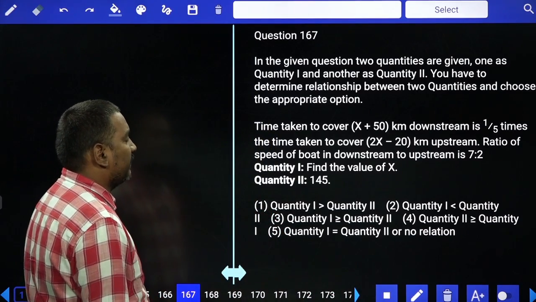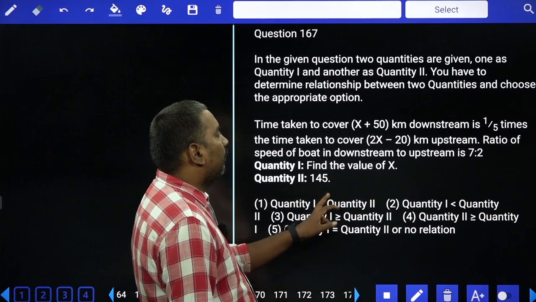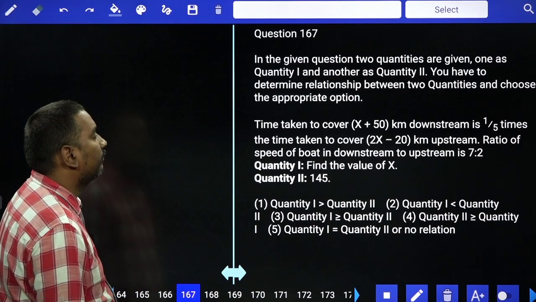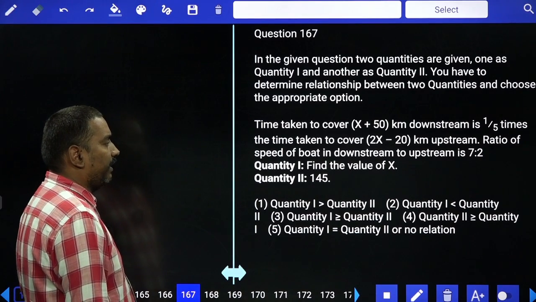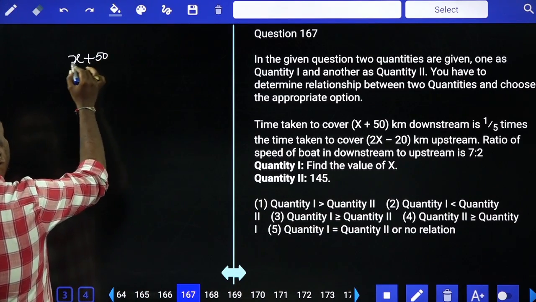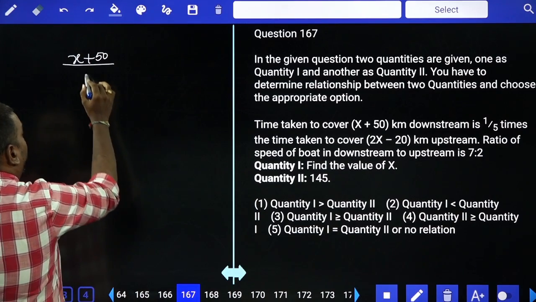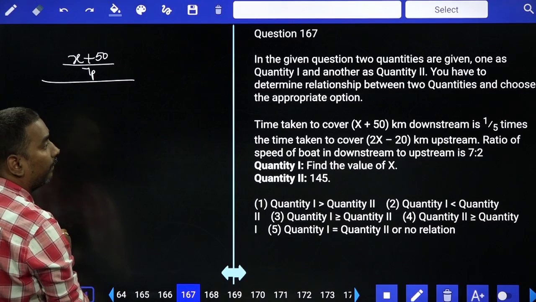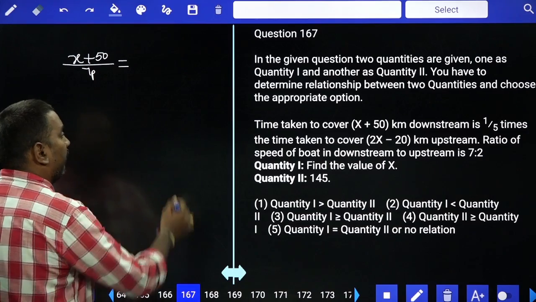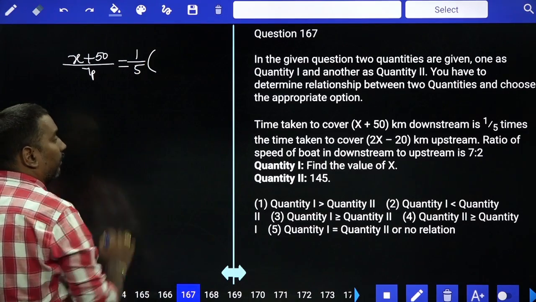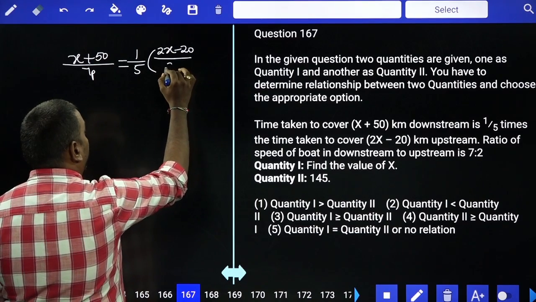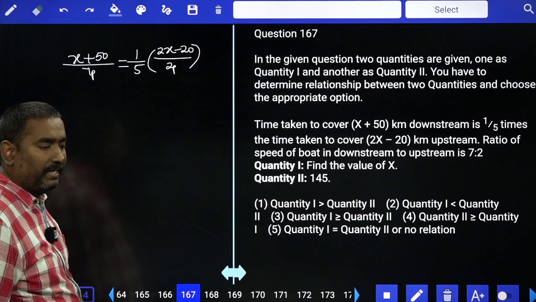Time taken to cover x plus 50 kilometers downstream is 1/5 of the time taken to cover 2x minus 20 kilometers upstream. The ratio of the speed of the boat downstream to upstream is 7:2. Downstream speed means 7 parts, upstream speed is 2 parts. From this we need to find what the x value is.